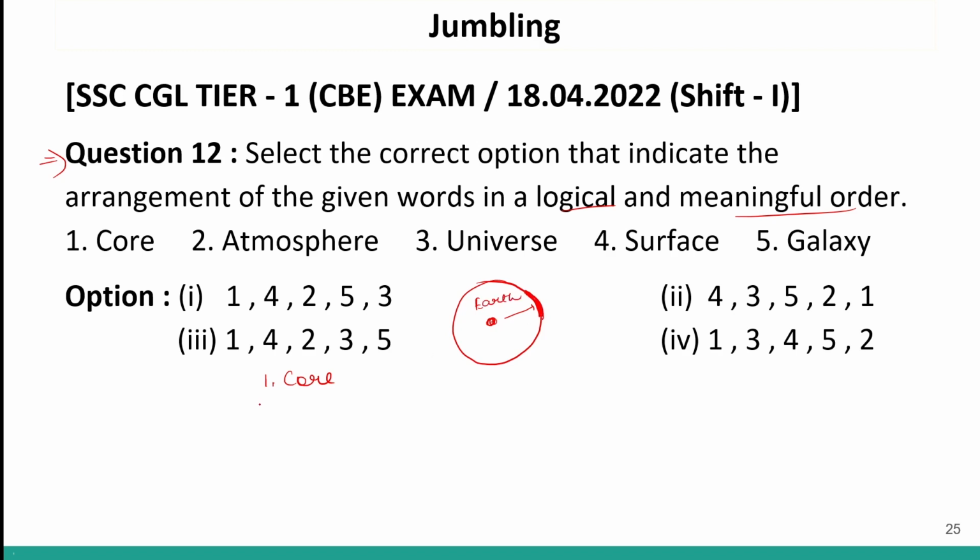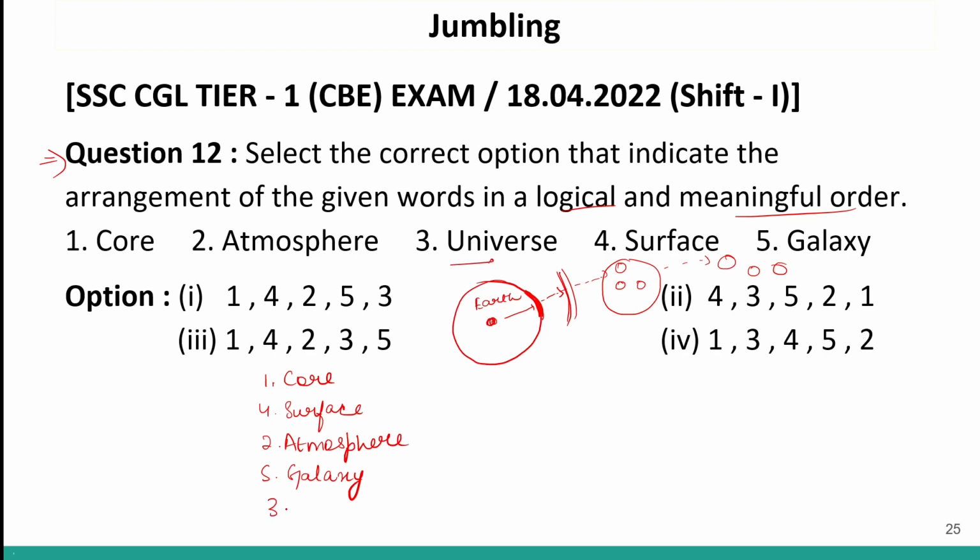The surface of the earth will come next. After surface, if we move forward, we'll have here the atmosphere of the earth. Now, if you keep moving forward, there will be other planets. We will have a galaxy. And if we keep moving forwards, there will be many galaxies in the universe.